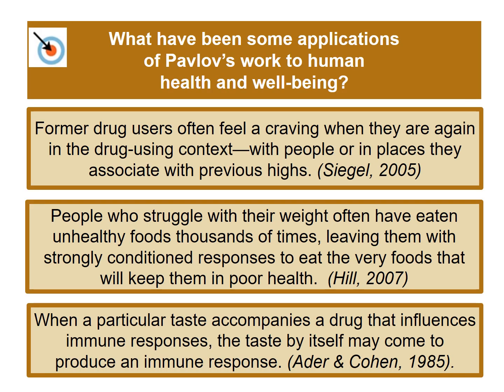What have been some applications of Pavlov's work to human health and well-being? So former drug users often feel a craving when they're again in the drug using context, with people or in places they associate with previous highs. People who struggle with their weight often have eaten unhealthy foods thousands of times, leaving them with strongly conditioned responses to eat the very foods that will keep them in poor health. When a particular taste accompanies a drug that influences immune responses, the taste by itself may come to produce an immune response.